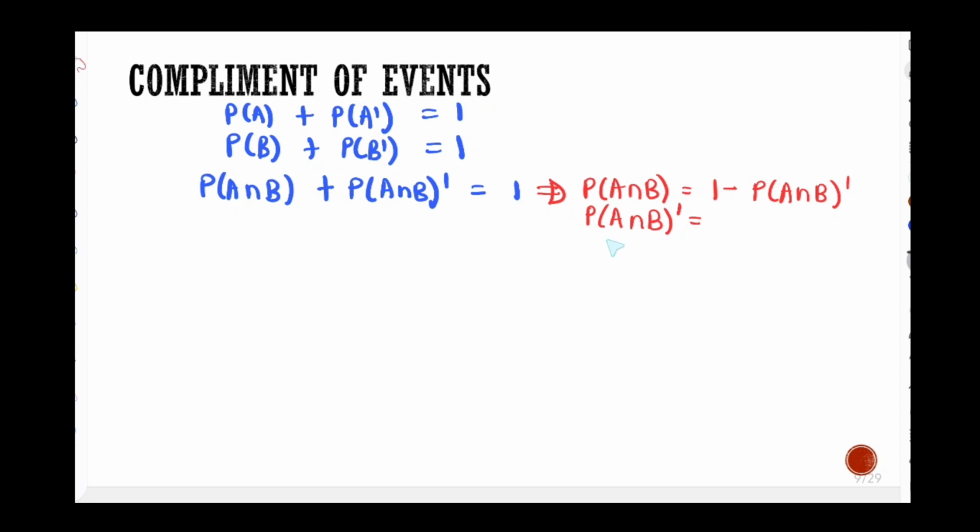So I say that probability of A intersection B complement can also be equal to 1 minus probability of A intersection B. So we can put this formula into our minds, they will help us at some point.